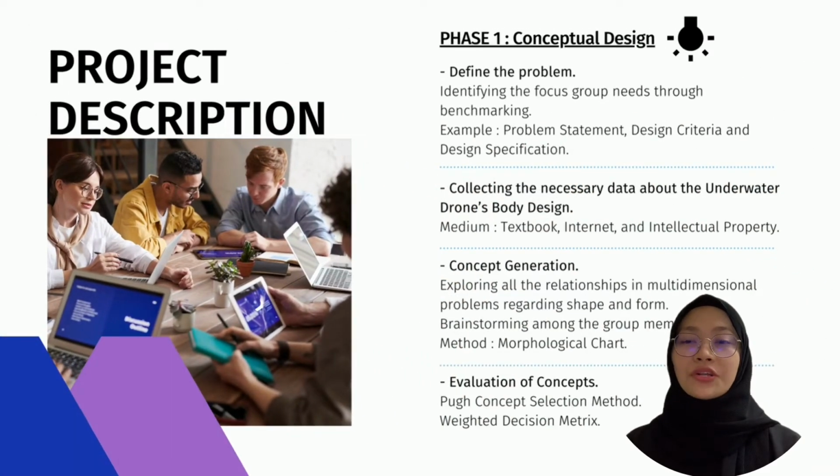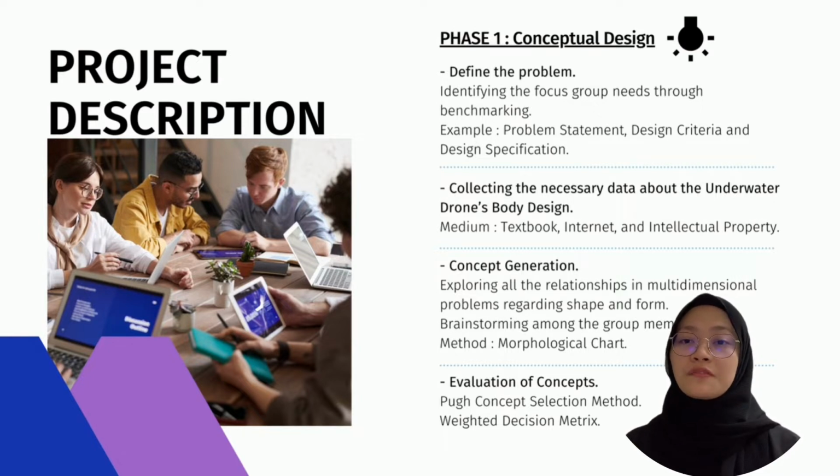We will now move on to the next section, which is the project description. Project description is basically an overview of what our group will do throughout this process of designing the body part of the underwater drone. The purpose of this project description is to create a clear understanding of the project. In producing the desired body parts of the underwater drone, our team will go through 3 phases: phase 1, conceptual design; phase 2, embodiment design; and last but not least, phase 3, detailed design.